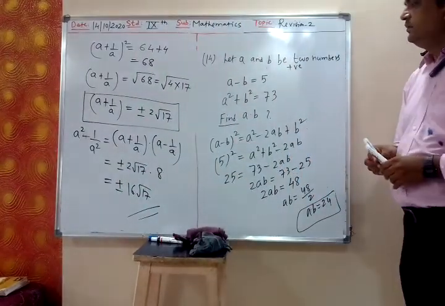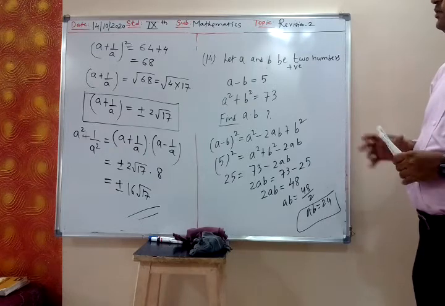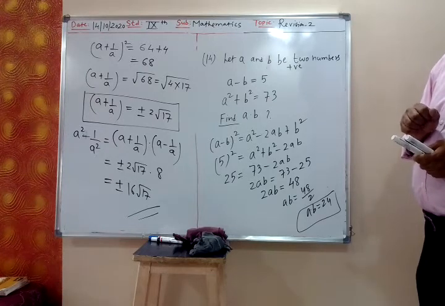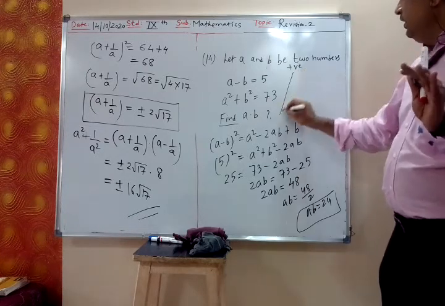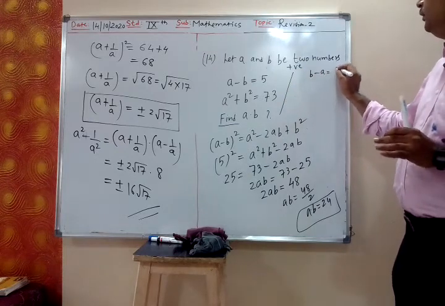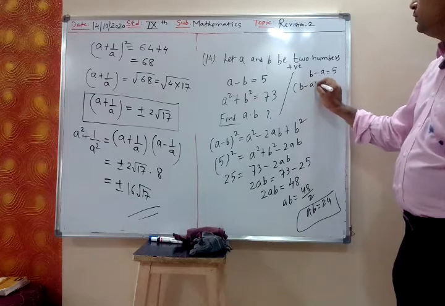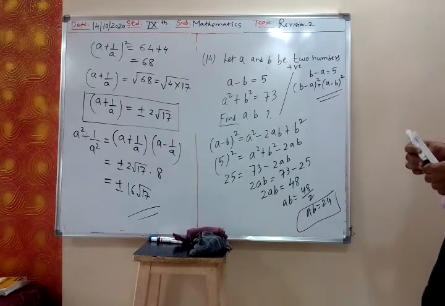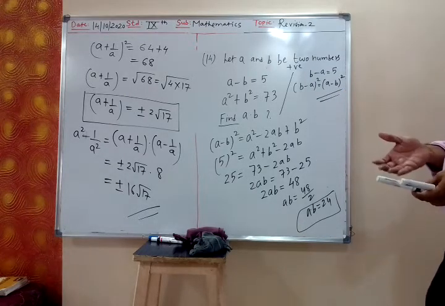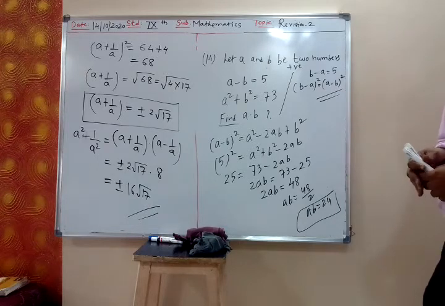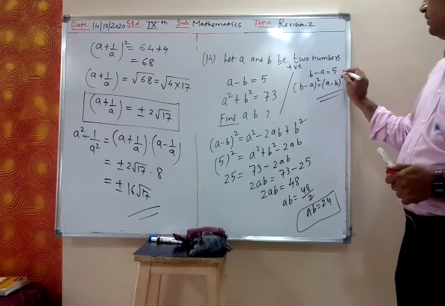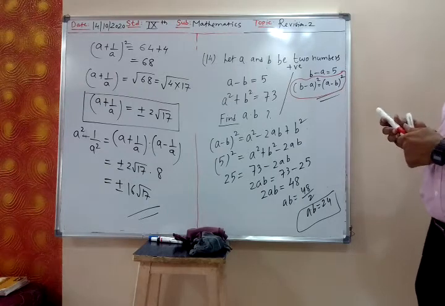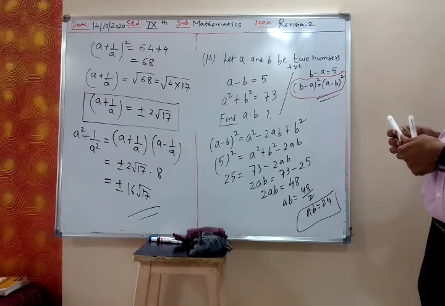Yes? So see here, there is no condition given in that. Even if you take b minus a as 5, no problem, because b minus a whole square is the same as a minus b whole square. Are you getting? Is it clear? This point you remember: even if you take b minus a as 5, no problem, because b minus a whole square is the same as a minus b whole square.